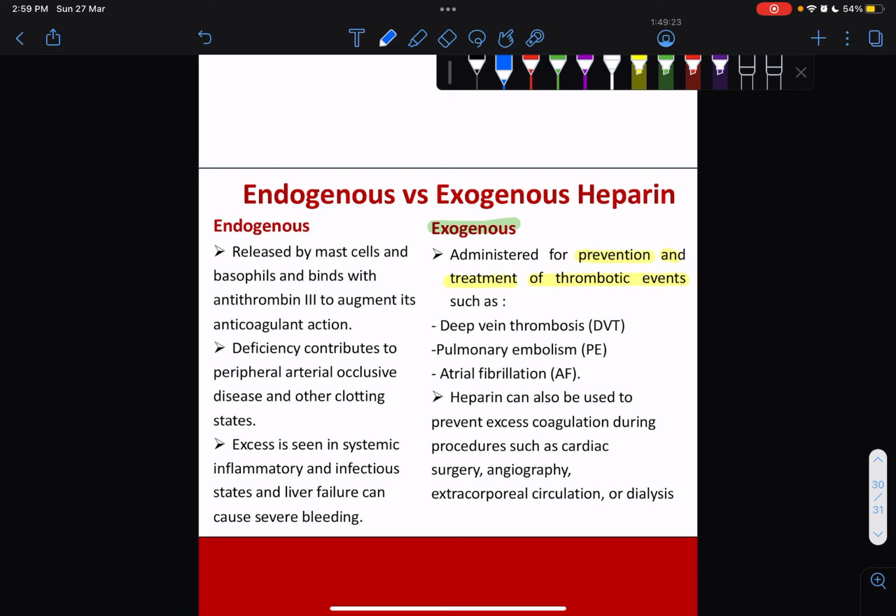But our own heparin is very good. It is helping our own situation in our own condition.